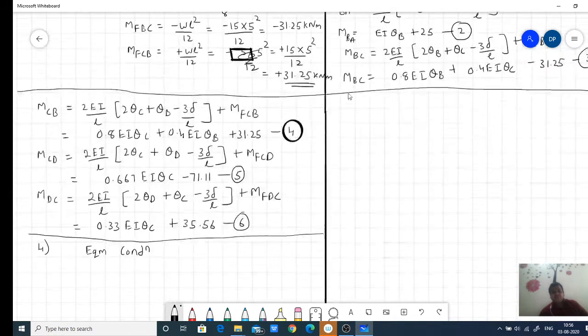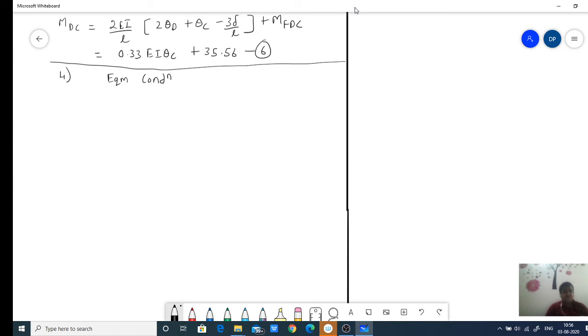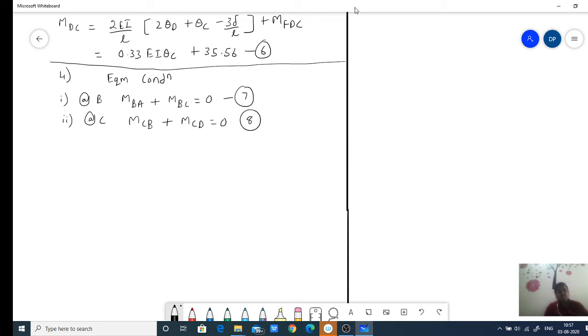So coming to this, at B, the equilibrium conditions, I can write the first step at B: MBA plus MBC is equal to 0. This I will show as equation number 7. And second, at C, I can write MCB plus MCD is equal to 0, and this is equation number 8. Now once these equations are formed, you need to add these two, you need to formulate this equation number 7 and 8.